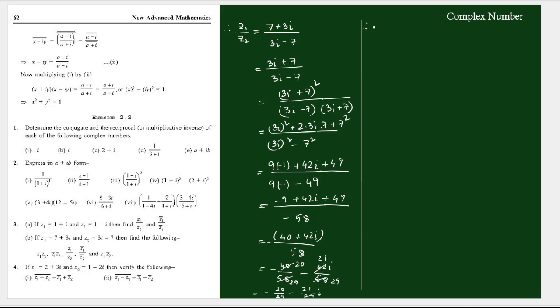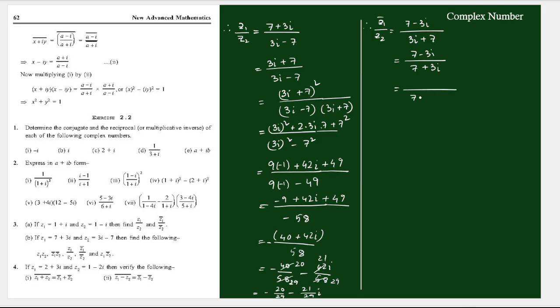Now let's do it for their conjugate. Z1 bar by Z2 bar. Z1 bar is how much? 7 minus 3i. And then Z2 bar is how much? 3i plus 7. Right. So this one we can write as 7 minus 3i over 7 plus 3i.